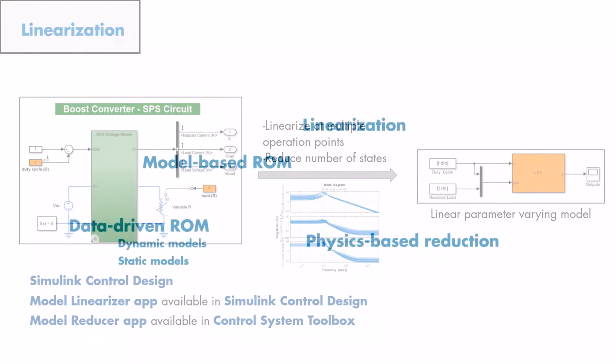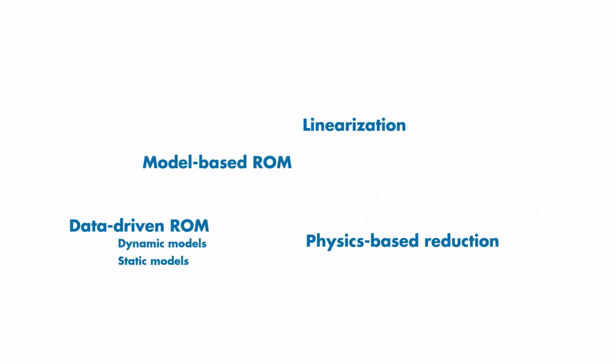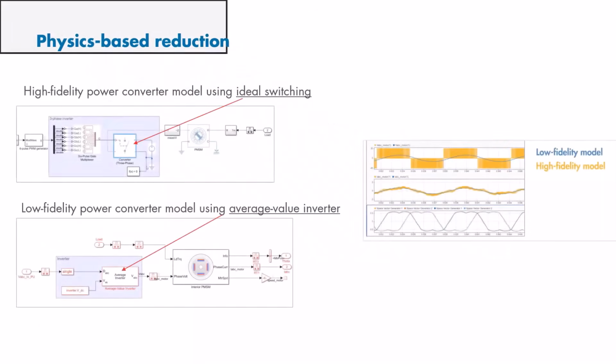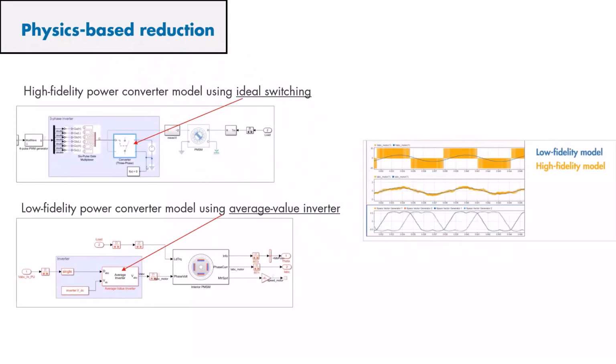One of the ROM methods is physics-based reduction. You can model systems at different levels of fidelity by using different components available in Simulink and Simscape Electrical. Choosing the right level of fidelity lets you model system behavior at the desired timescale. For example, if you want to improve simulation speed of a high-fidelity power converter model that uses ideal switching, you can replace the converter with an average value model.